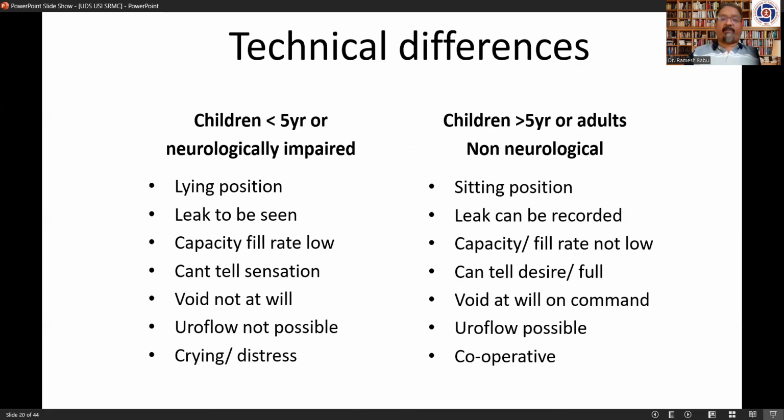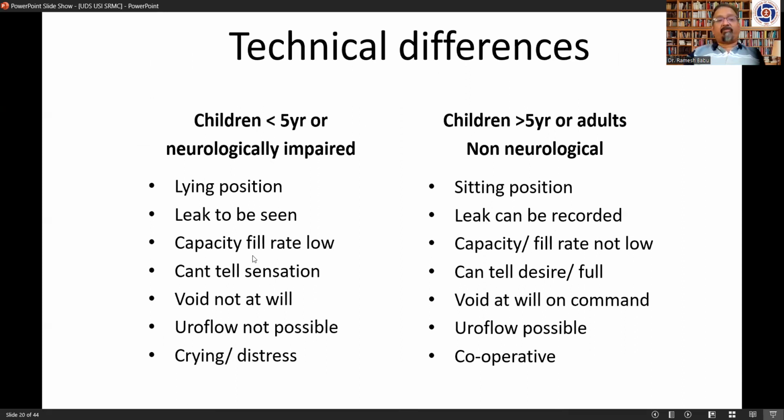Now the technical differences between a child and an adult. In a child who is less than 5 years old, or somebody who is wheelchair bound, you have to do it in a lying position. Whereas in an adult or an older patient, you can do it in a sitting position, which is the conventional urodynamic position. The leak has to be monitored in a lying position, whereas in a sitting child, you can put the uroflow meter below, and then the leak can be recorded.